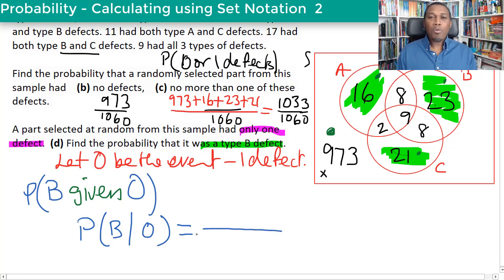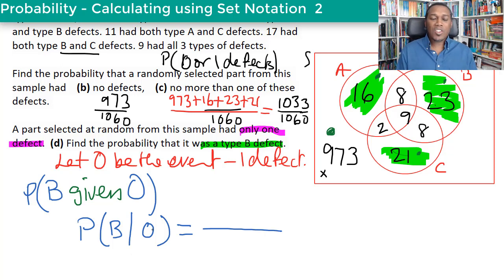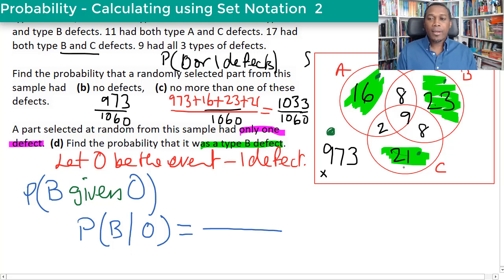The denominator, if I want the probability, it has to be an O. So that limits my denominator. My denominator is no longer 1,060. I don't have 1,060 parts to choose from. I can only choose from the parts that I've highlighted in green, because those are the parts that have one defect. Okay, and we want to know, out of those parts that have one defect, that total, how many are in B? So how many parts have one defect? Well, it's the 16 plus the 23 plus the 21.